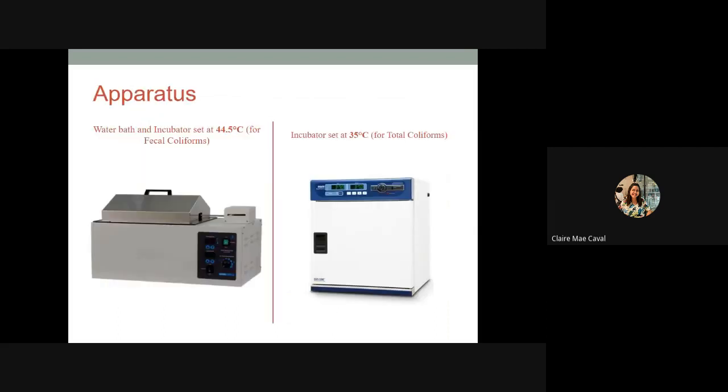Apparatus. So let's start already with the procedure proper. We need a water bath again, an incubator set at 44.5 degrees Celsius for fecal coliforms, and an incubator set at 35 degrees Celsius for total coliforms. So again, we can use a dry incubator for your fecal coliforms as long as it is set at 44.5 degrees Celsius. But a water bath is preferable for fecal coliforms, which are set at 44.5 degrees Celsius. I have already discussed why in my separate pre-recorded lecture.